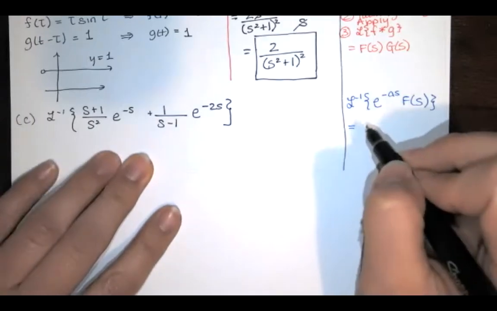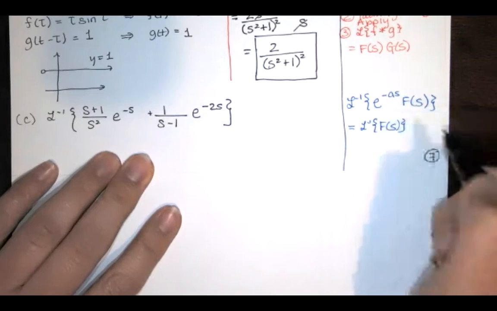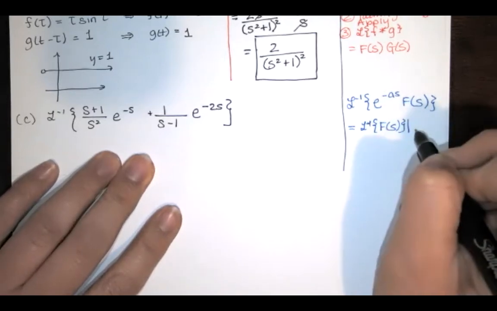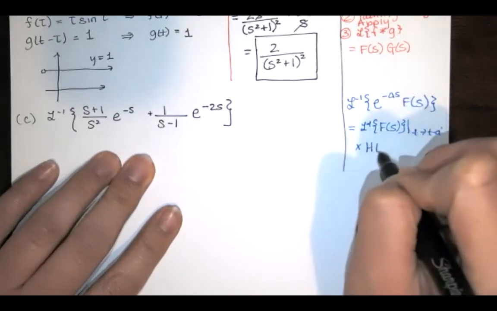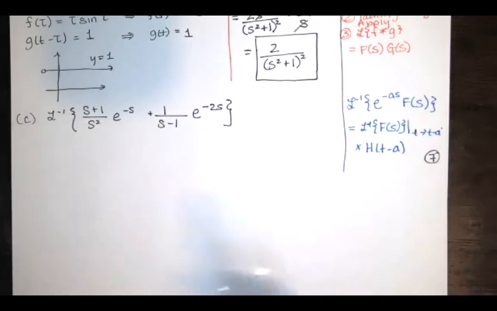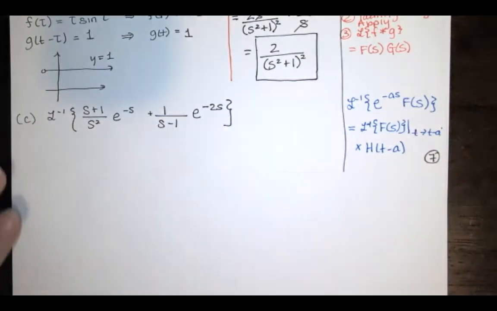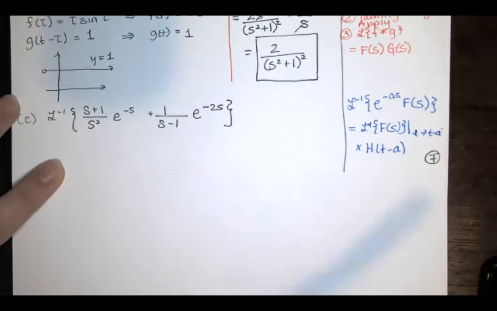The way I like to think of it is this. We take the inverse transform of F of s. That's going to give us f of t. Then we're going to replace the t with t minus a. And then we'll multiply by the Heaviside function at t minus a. We're going to do that twice because we've got a different a value here than we have here. It's pretty straightforward, actually.